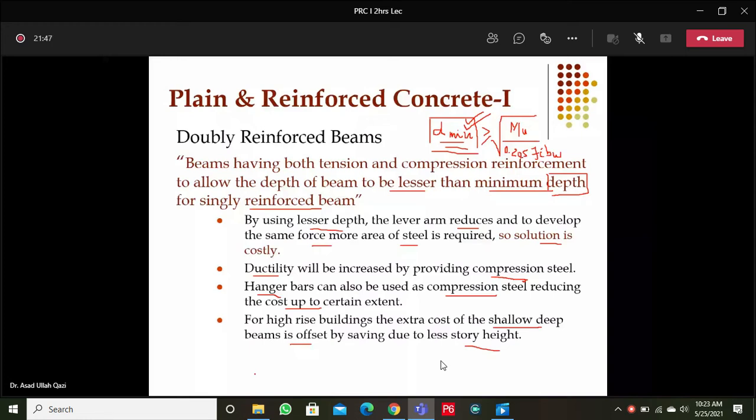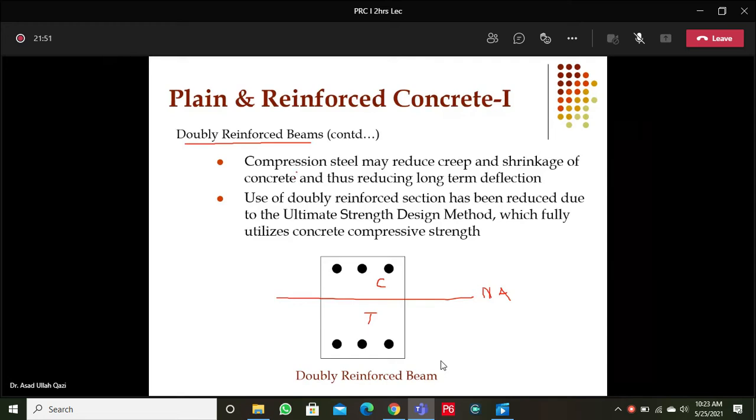In case of doubly reinforced beams, compression steel presence on the compression side will also help you to minimize the creep and shrinkage of the concrete, because volume of the concrete in the compression domain is less and concrete is prone to creep and shrinkage, and then as a result deflections are increased, long-term deflections. So if you have replaced some volume of the concrete with the steel, it means long-term deflections you are also going to reduce by providing the steel bars in the compression domain.